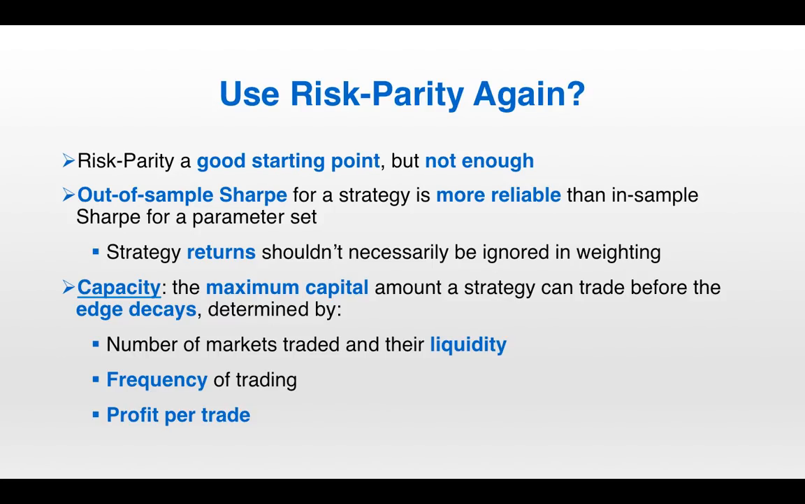And the profit per trade. If the profit per trade is low, and you increase the capital, you might go from 1 tick of slippage to 2, and that might eliminate all the edge. Finally, for capacity, we're also concerned about the minimum amount of capital we have to allocate to the strategy for it to work. Some strategies do have minimums as well. So these capacity and out-of-sample Sharpe, these are things we definitely want to consider when we're allocating weight to strategies in addition to risk parity.